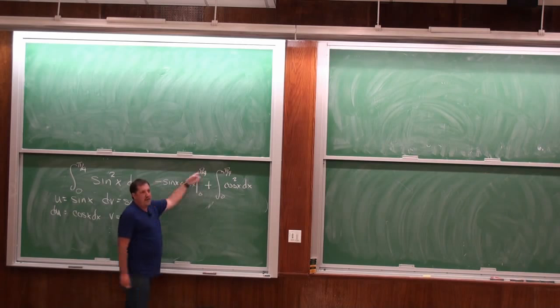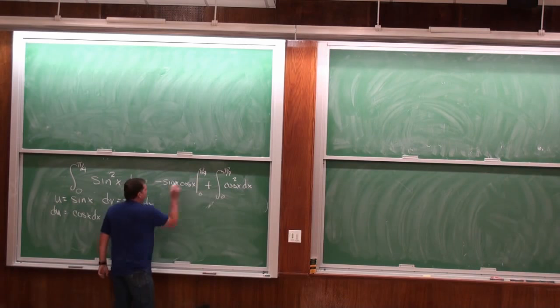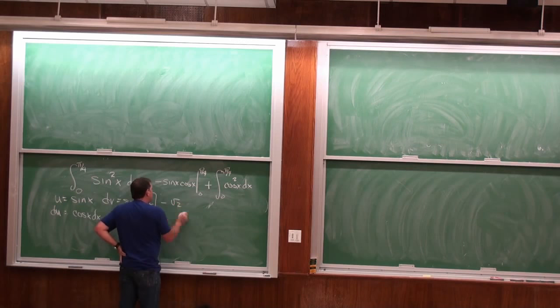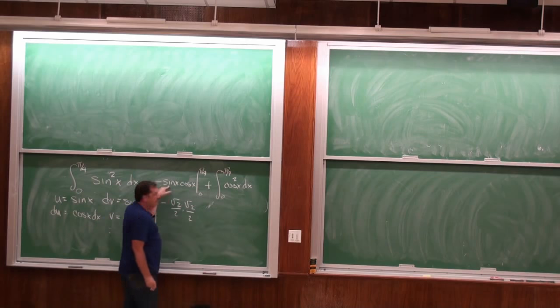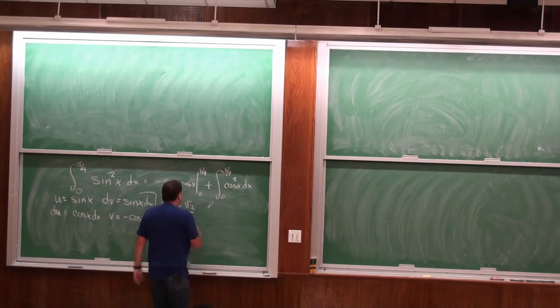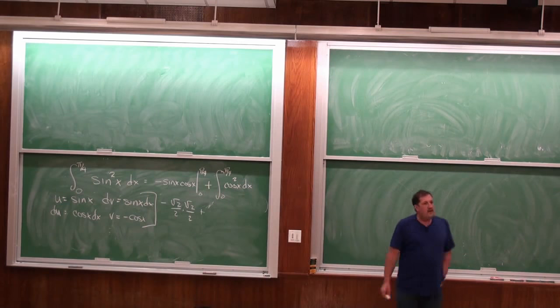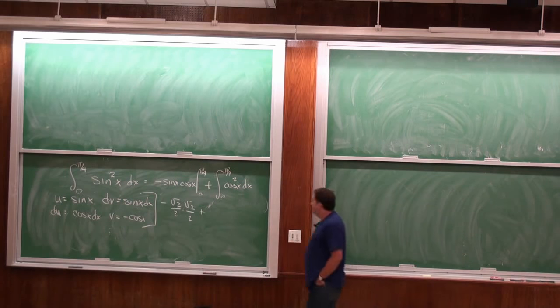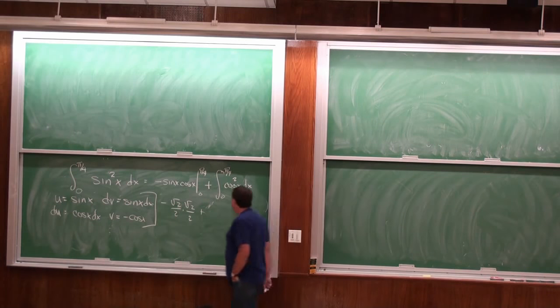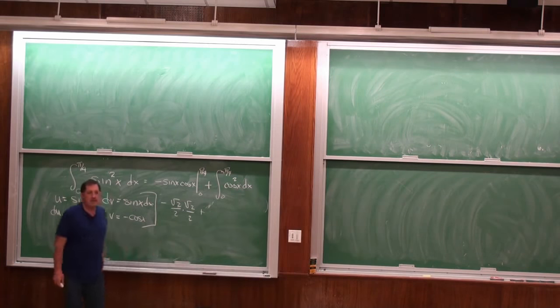So the sine of pi over 4 is root 2 over 2. Cosine of pi over 4 is root 2 over 2. So this is minus root 2 over 2 times root 2 over 2. The sine of 0 is 0, cosine of 0 is 1, so that part's gone. And then I have to do the integral of cosine squared. Now if I do the integral of cosine squared, I could do it by parts again. But in fact, it's easier to remember a different identity. So I think if I do it by parts again, I get stuck.